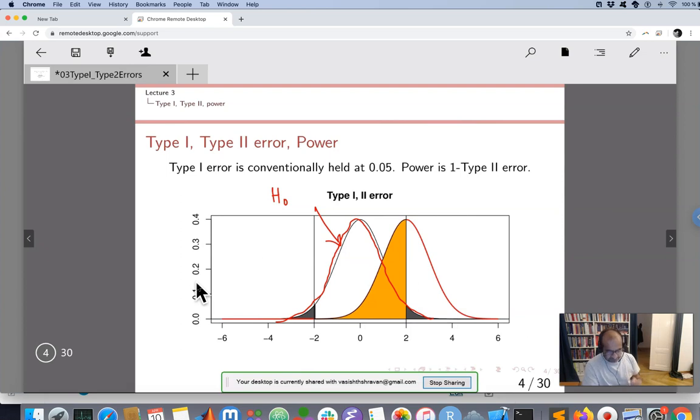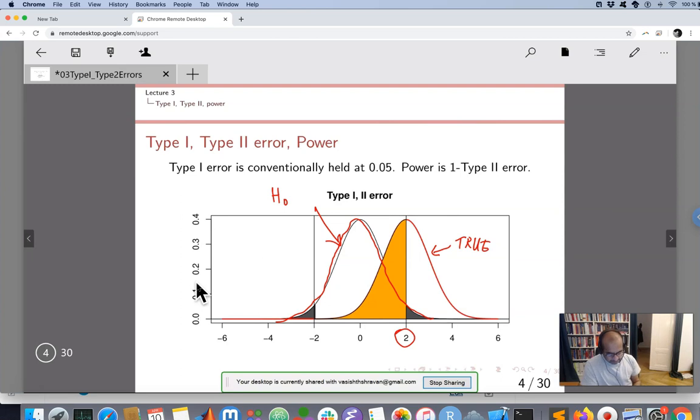Now, if the true mu is actually 2 here, right? If this is the true value of mu, then the true distribution is not going to be centered around 0. That's the null hypothesis distribution. The true distribution will be centered around 2. So that's what I've done here. I've drawn this second distribution here that's representing the true distribution. Okay, this is the true distribution, right?